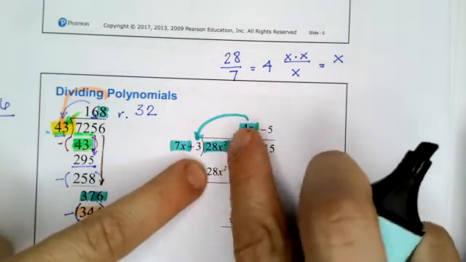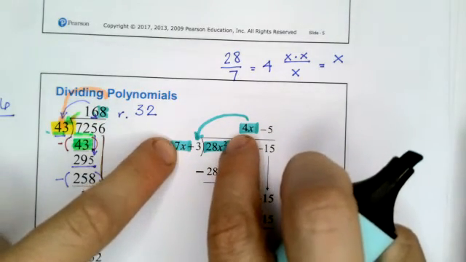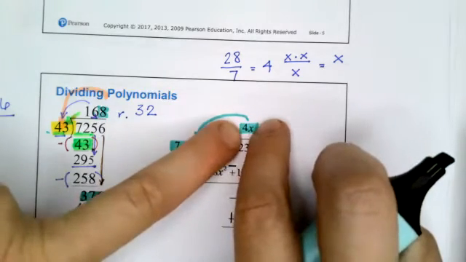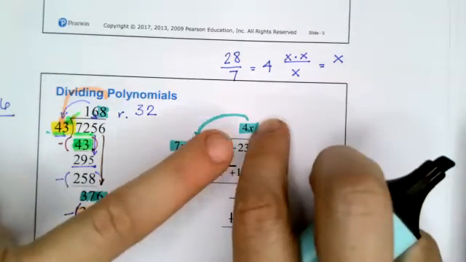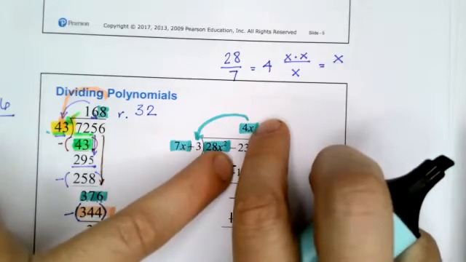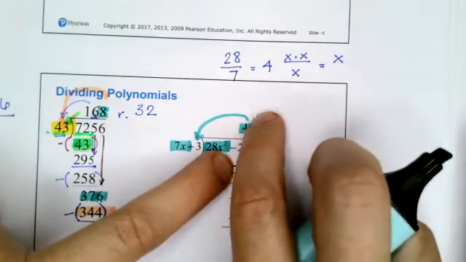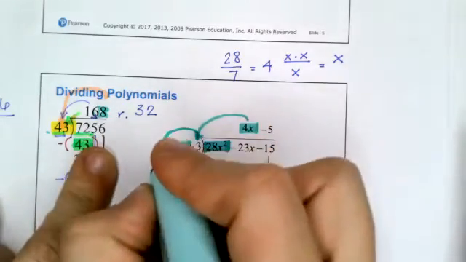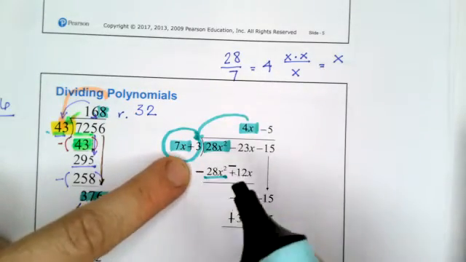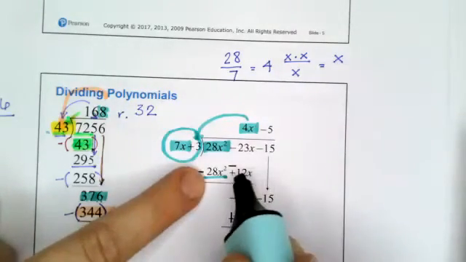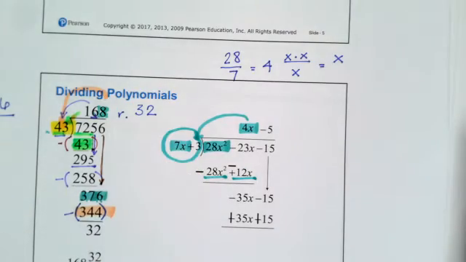But basically, you are only looking at the first two terms. You're choosing what term helps 7x become 28x squared, but not go over it. Then you're taking that term, that 4x, and you're multiplying it by both, okay? So 4x times 7x becomes 28x squared. 4x times a positive 3 becomes a positive 12x.